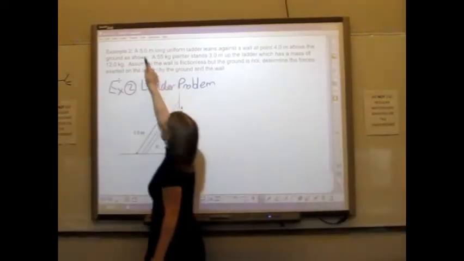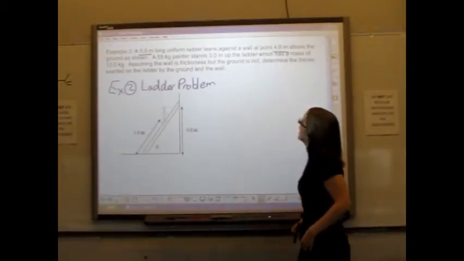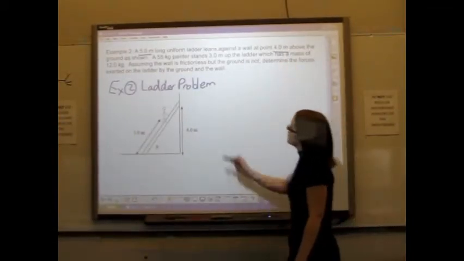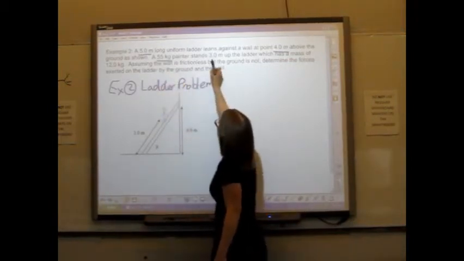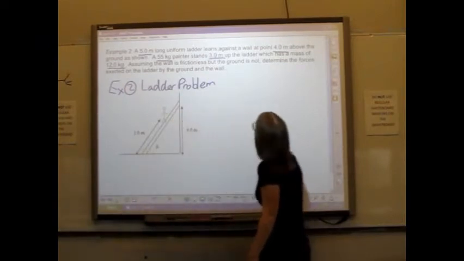As in every question, you should look at all the numbers that have been given in the question. We know the ladder is 5 meters long, that the ladder is 4 meters up against a wall. You've got a 55-kilogram painter 3 meters up the ladder. You have the mass of the ladder.